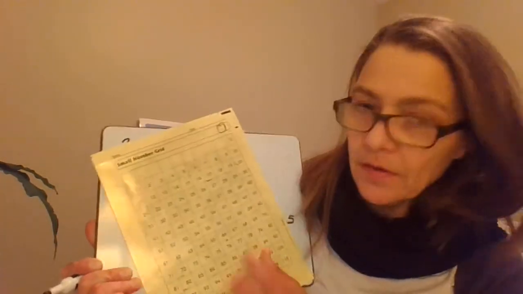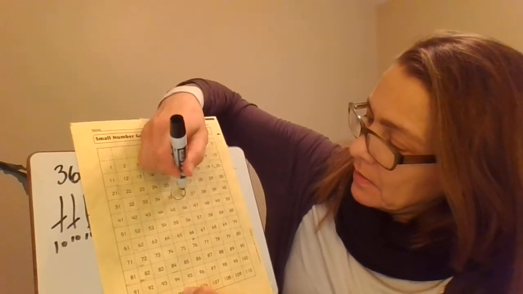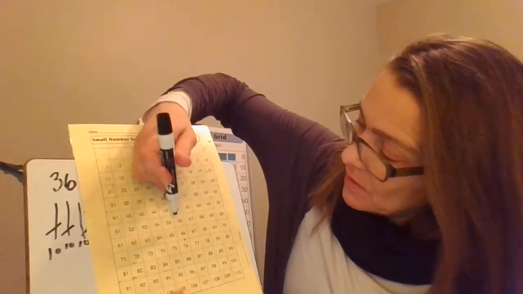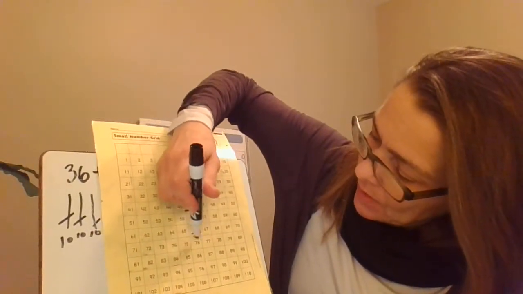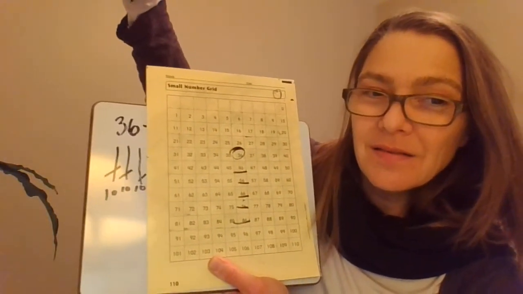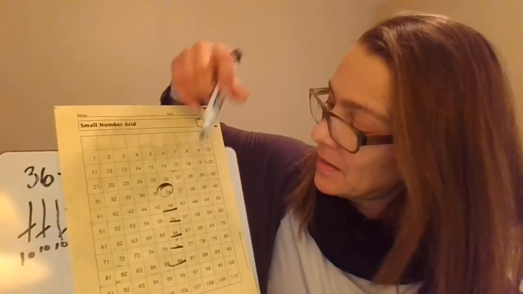And here we are. You can double check, find 36. And we are increasing 36 by 59. So 5 tens, 1, 2, 3, 4, 5. Because remember, each row is a 10. Each row is a 10, a group of 10. So we're adding by tens.